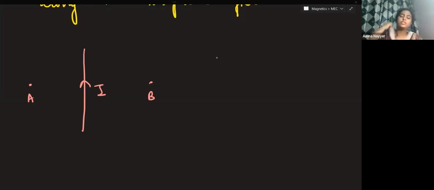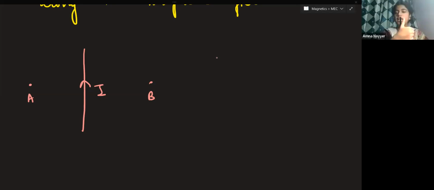If this is the current wire that is flowing, current is moving outwards. Thumb will be here. Now just check at this point what is happening. Is it going inwards, outwards? See, thumb will be here. Thumb's direction won't be changing.